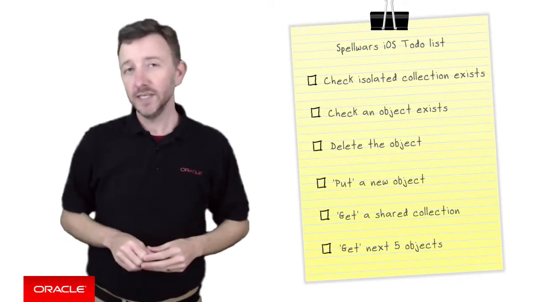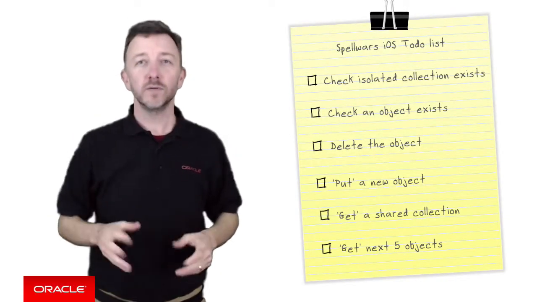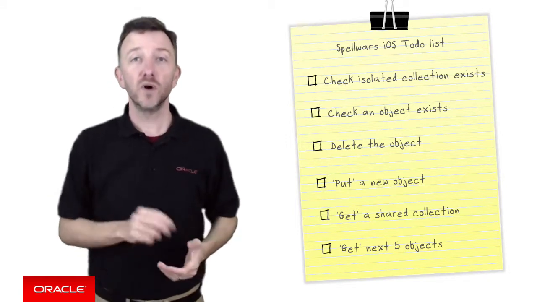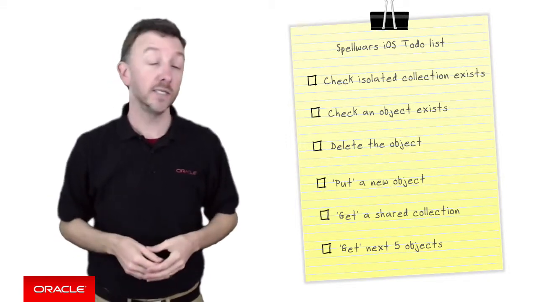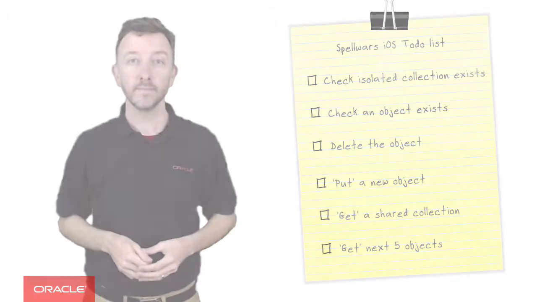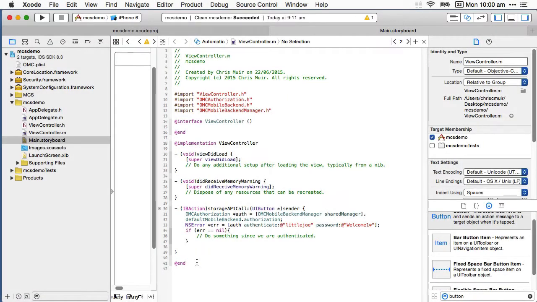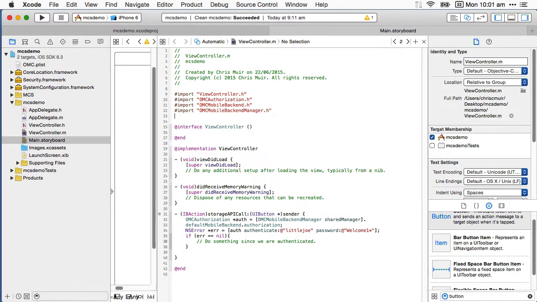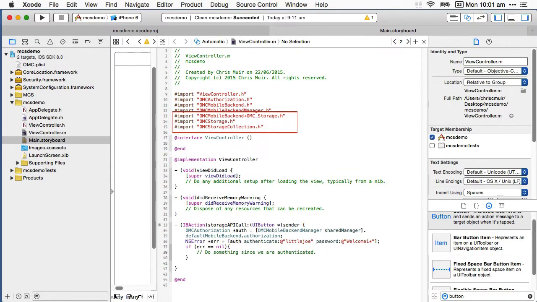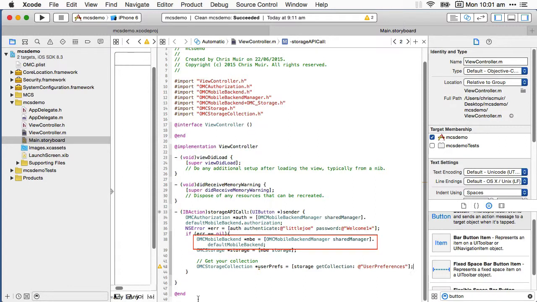Having got the authorization code out of the way, our real first task with the Storage API is to check if the user preferences isolated MCS collection exists for the user Little Joe. First of all, for the Storage APIs, we need to import the following additional headers. These enable us to manipulate the backends and storage collections. From here, we simply obtain a handle to the backend, and we'll use the default mobile backend specified in the omc.plist file. And from this, create an instance of OMC storage.